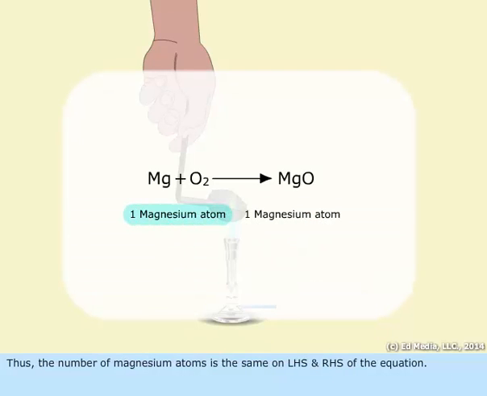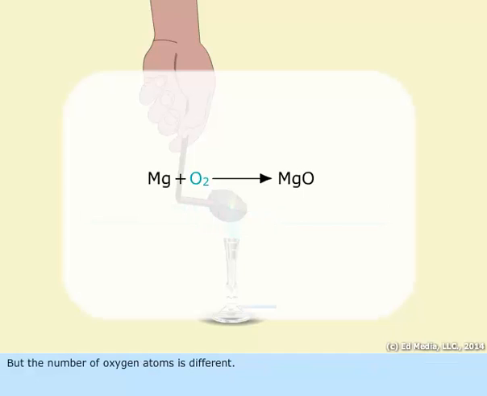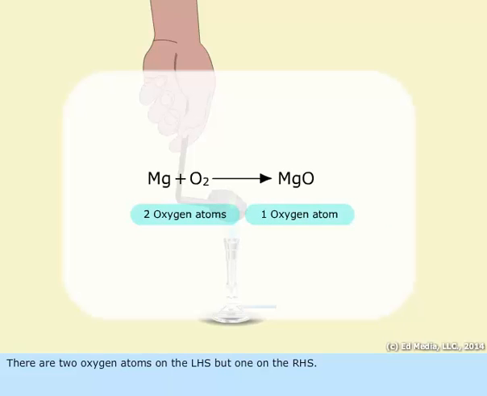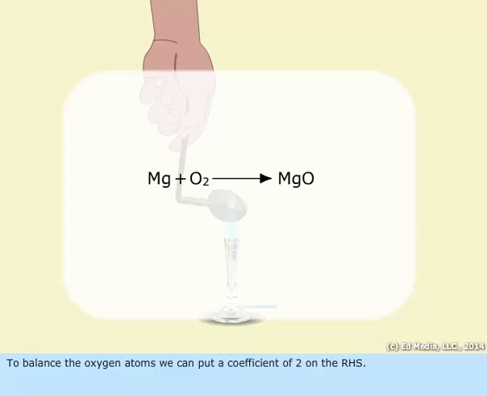Thus, the number of magnesium atoms is the same on the left-hand side and right-hand side of the equation. But the number of oxygen atoms is different. There are 2 oxygen atoms on the left-hand side, but 1 on the right-hand side. To balance the oxygen atoms, we can put a coefficient of 2 on the right-hand side. Hence, the number of oxygen atoms is now balanced.